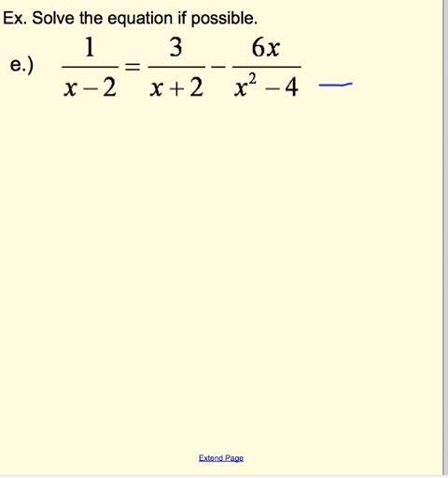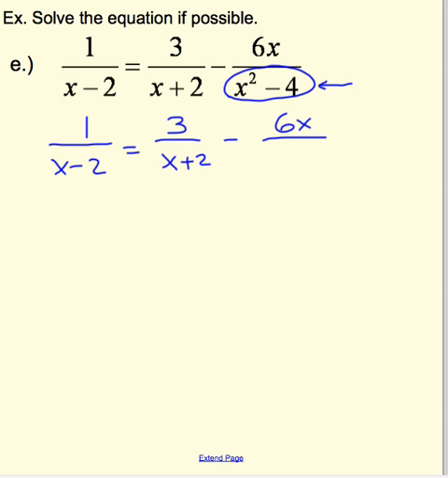If I look at this piece here, it's not factored yet, so I'm going to go ahead and factor that. When I factor this piece, I'm going to use the difference of two squares. So I have x minus 2 and x plus 2. Now I look at all three fractions' denominators.